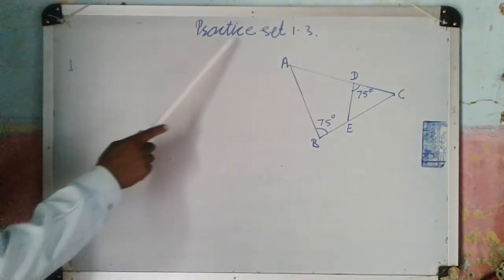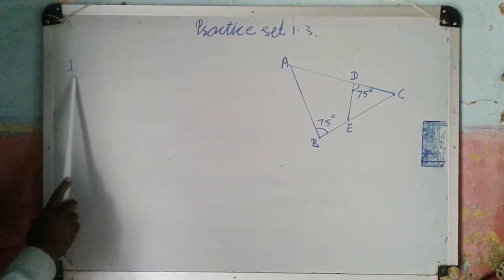Now we will solve some examples from practice set 1.3. That means these examples are dependent on the test of similarity of triangles. Now the first example we will solve from practice set 1.3, question number 1.